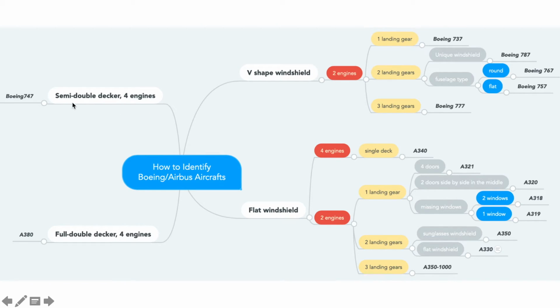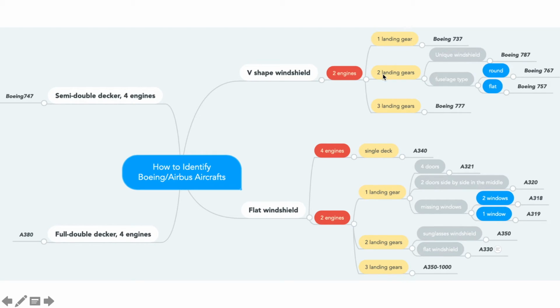First, if you see a semi-double-decker with four engines, that's Boeing 747. If it has a full double-decker with four engines, that's Airbus A380. Then look at the windshield shape. If it has a V-shaped windshield, it is a Boeing aircraft. If it's a flat windshield, that's an Airbus aircraft. If V-shaped windshield, two engines, three pairs of landing gears, that's Boeing 777. One pair of landing gear is a Boeing 737.